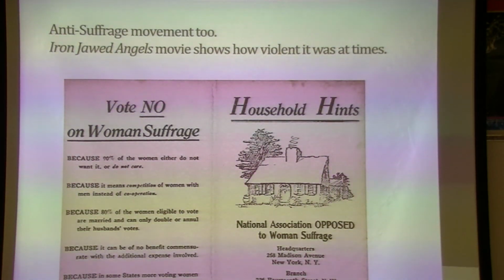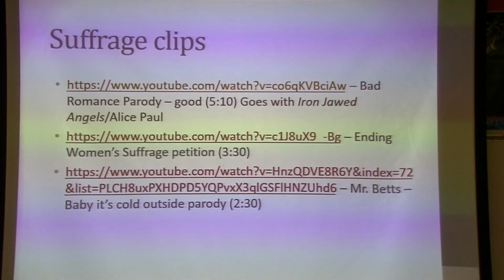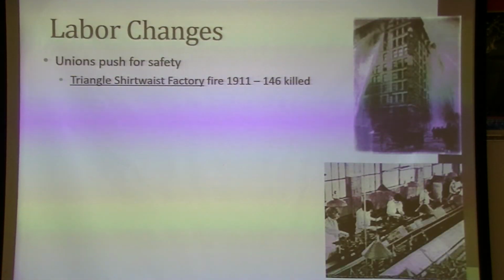We're going to have a reading of some of the things that the anti-suffragists had. If you want a really good movie for your extra credit movie, Iron-Jawed Angels is a really good movie for showing what the suffrage movement did. I'll be showing a couple of different parodies in here.